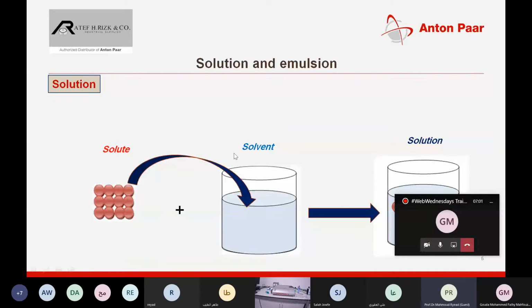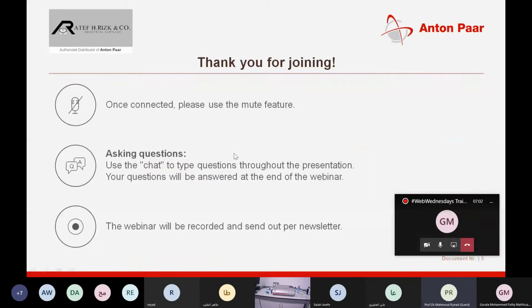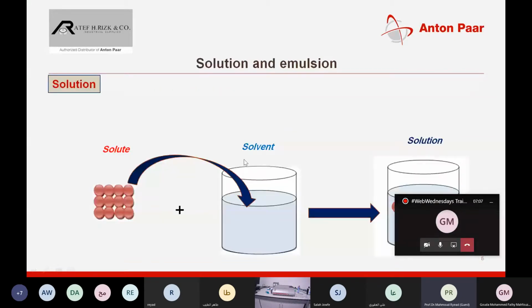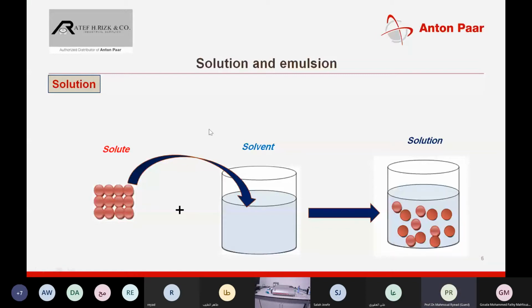Good morning. Before starting our sessions, we should know what a solution and an emulsion are. We have learned about a solution as a mixture of two or more substances in the same phase. It involved a solute dissolving in a solvent to form a solution.